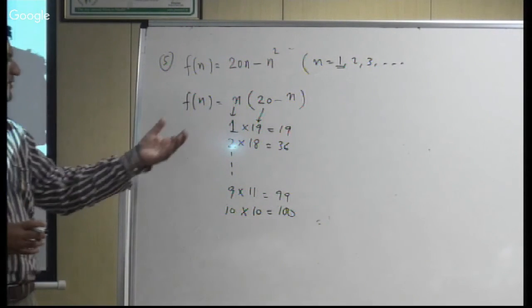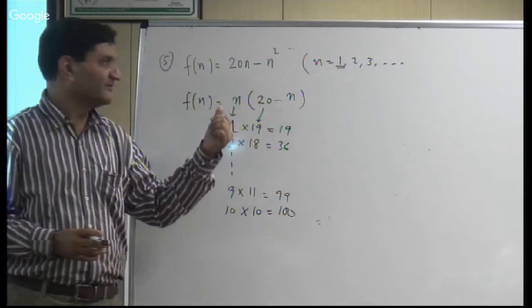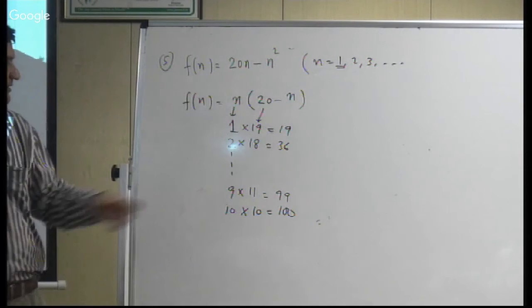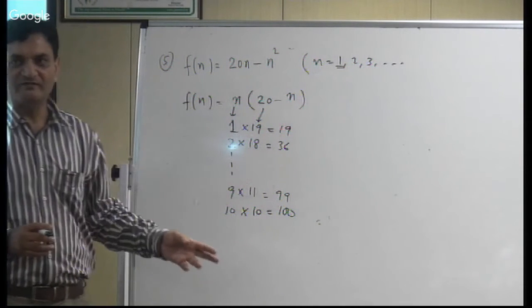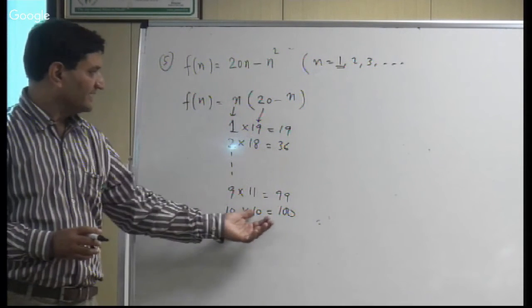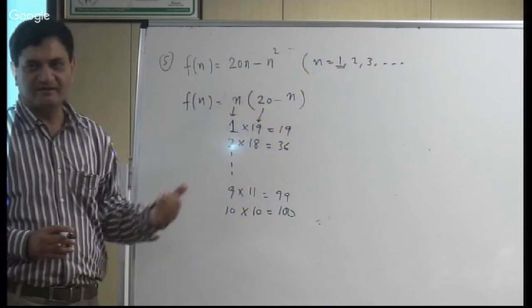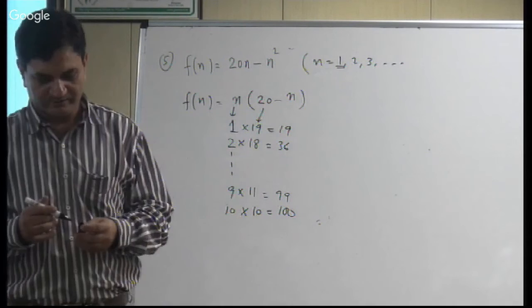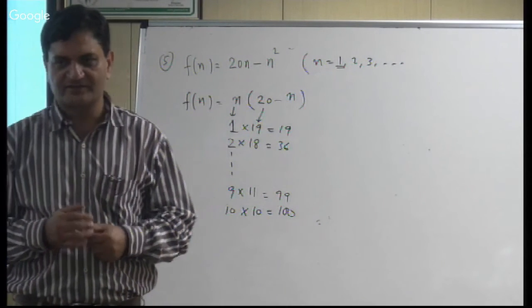So it is just the product of two numbers whose sum is given. The product of two numbers whose sum is 20 will be maximum when n is 10. We have the variable n here. So the right answer is C. Now you try the next one, sixth question.